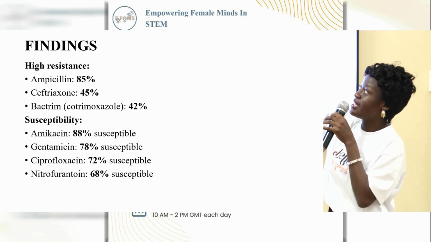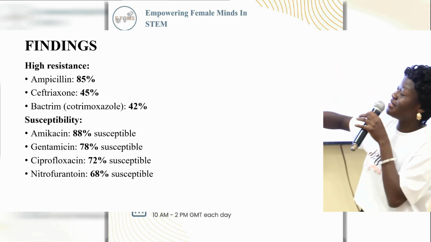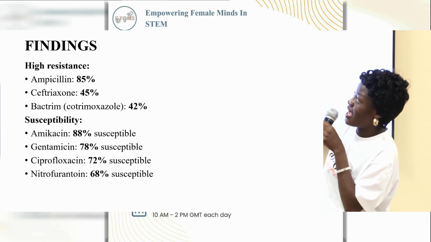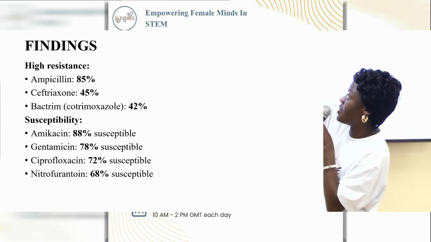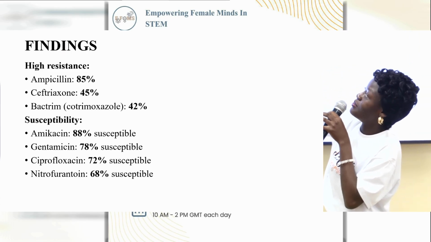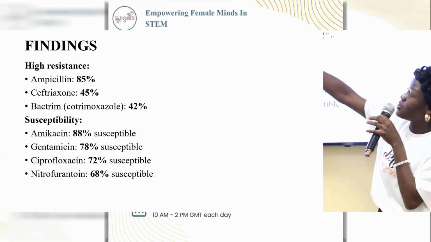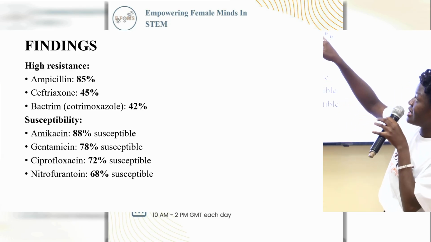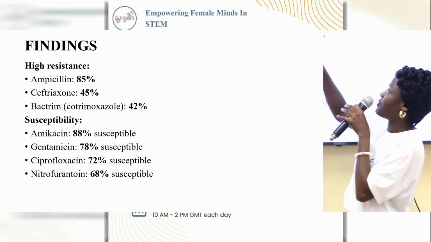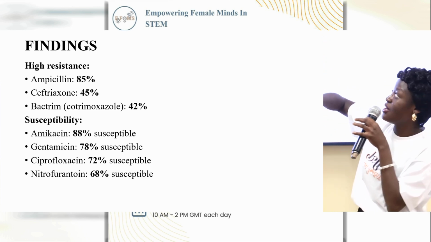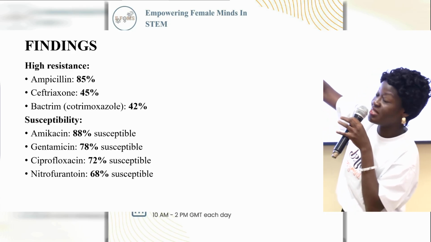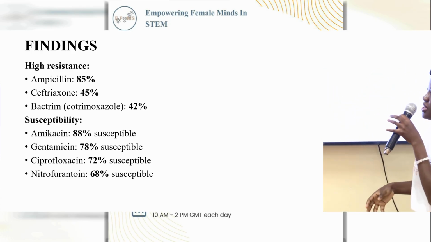I also did the antimicrobial resistance, and as you can see here, ampicillin had a high resistance of 85%. Ceftriaxone also had 45%. Vancomycin also had 42%. These two are mostly used for the treatment of UTI. So the high resistance affects the treatment.